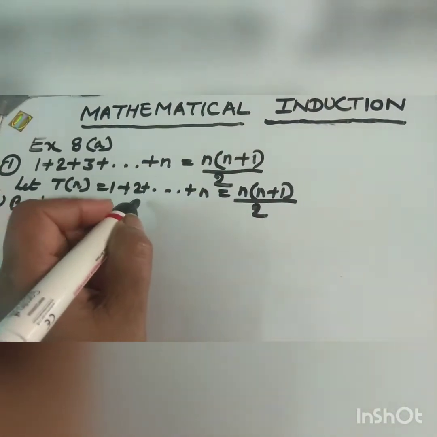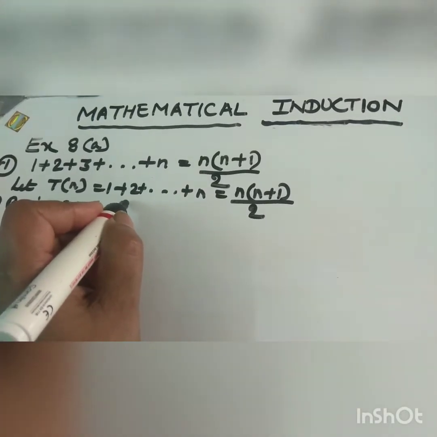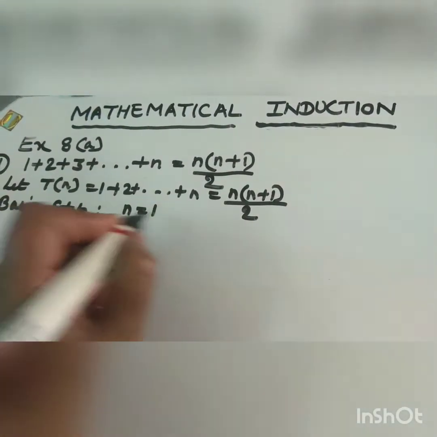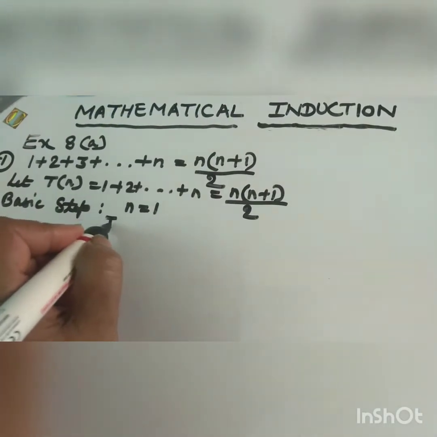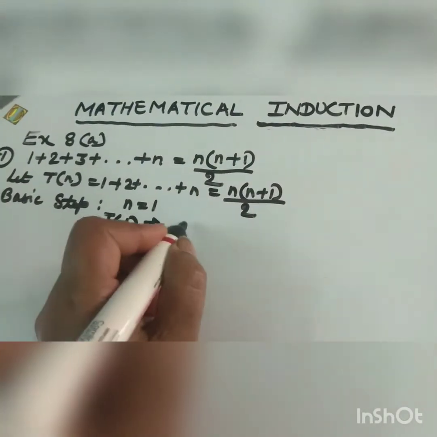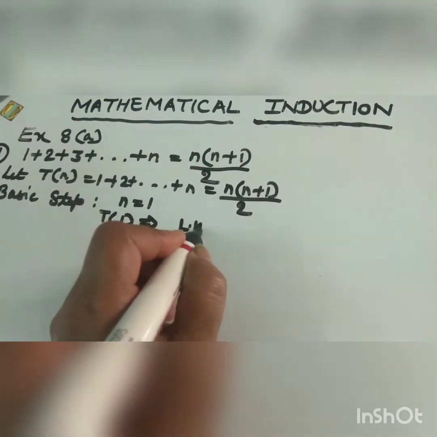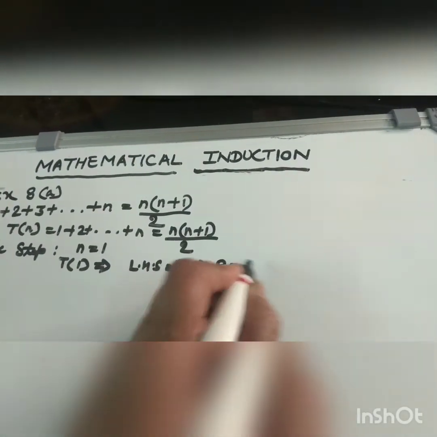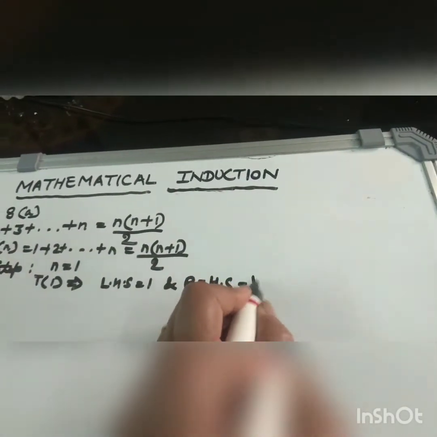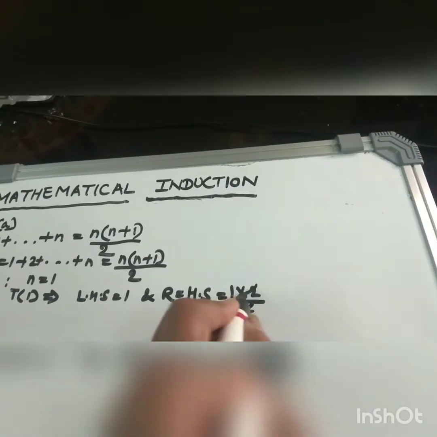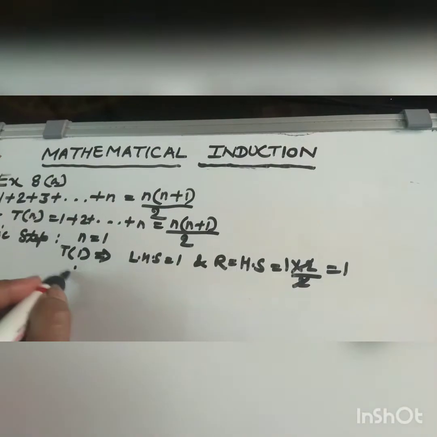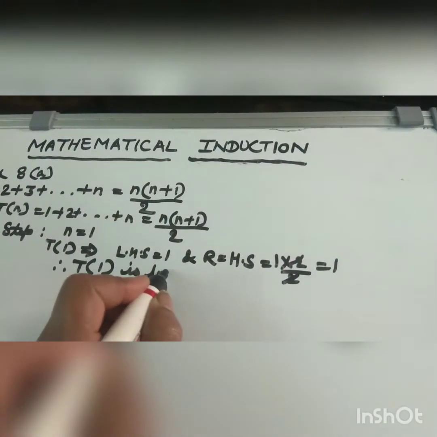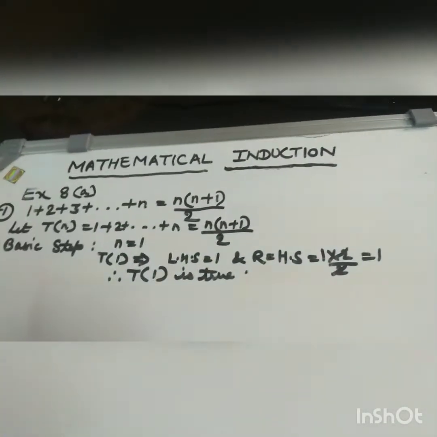That is, put n equals 1. Now for n equals 1, what happens? T1 will be: LHS equals 1, and RHS also becomes 1 into 2 upon 2, that is 1. Therefore T1 is true, or you may write T1 holds. It's up to you. T1 is true.